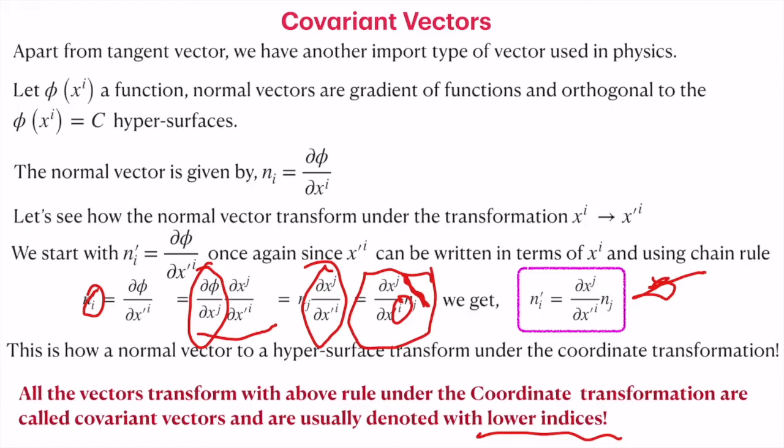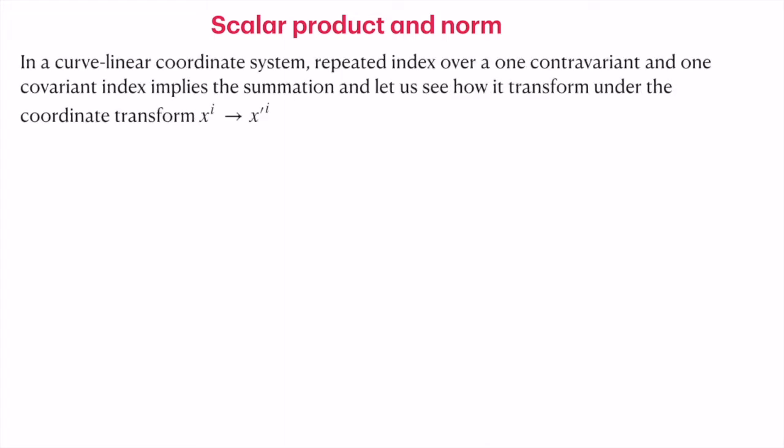We have another type of vector, called the covariant vector, which is similar to the gradient of a function and is represented by lower indices. So these are the two types of vector. In addition, a function, simply called a scalar, remains the same in all coordinate systems. This brings in the relation between the covariant and contravariant vectors and the norm. In a curvilinear coordinate system, a repeated index over one covariant and one contravariant index represents a summation.